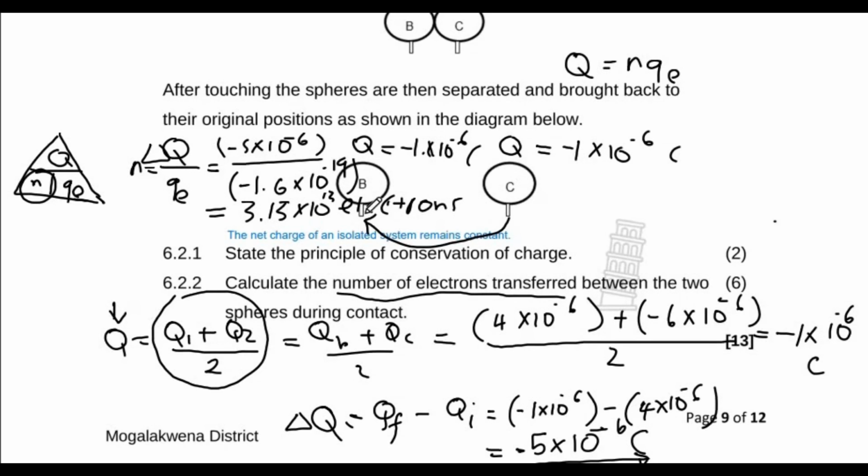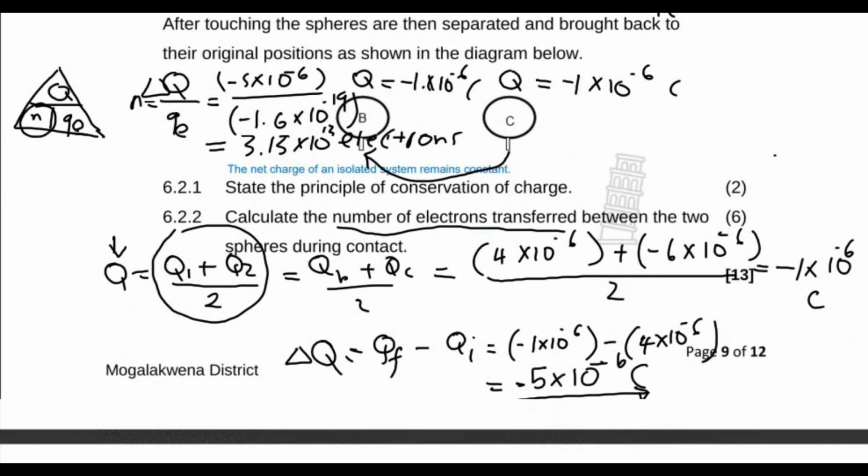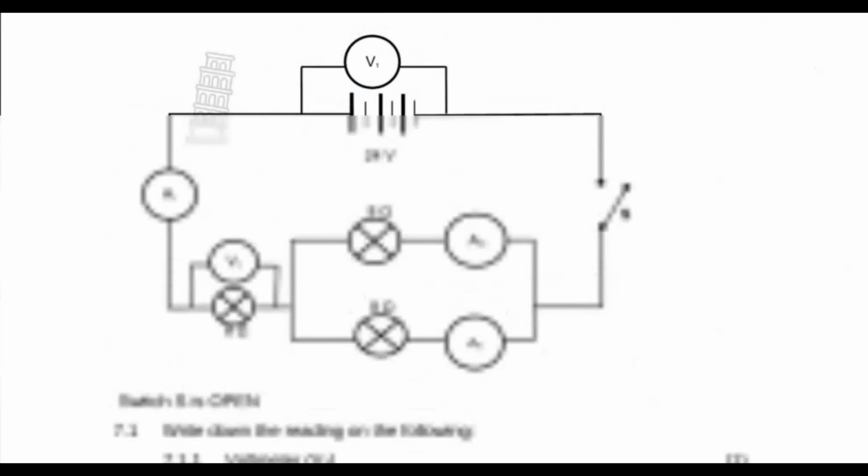So that is the amount of electrons that are transferred, and that's how you get your 6 marks. So quite a long question, but it's interesting to solve.